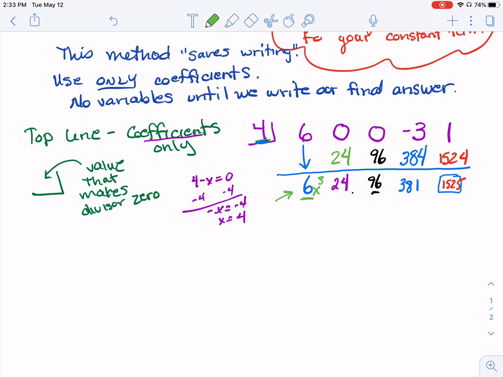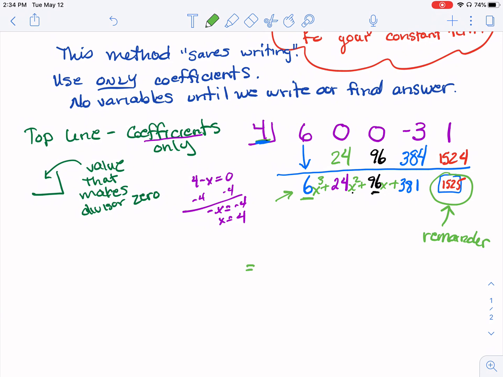I'm going to work my way down with my variables. That's a positive 24, so I'm going to put a plus there. 24, 1 degree lower than x to the third is going to be an x to the second. That's a positive 96, so the plus goes in. 1 degree below x to the second is x. 1 degree below x, that's a positive 381, so I'm going to go plus 381. And then we have this number on the end, which is our remainder.